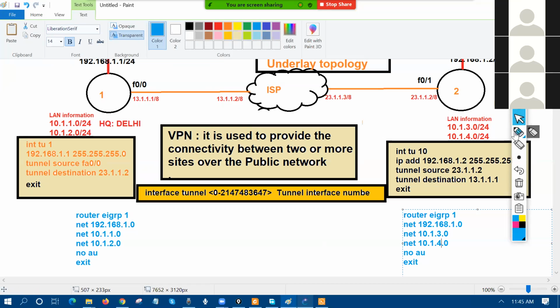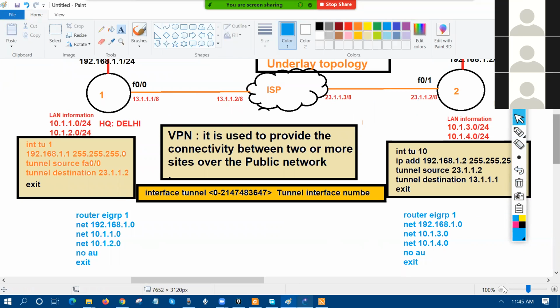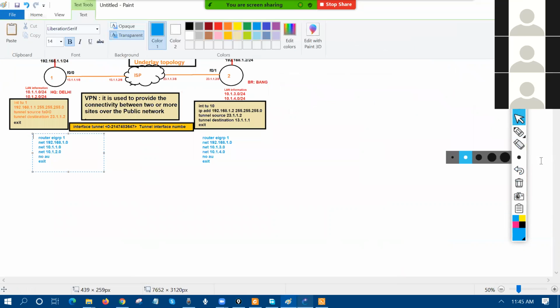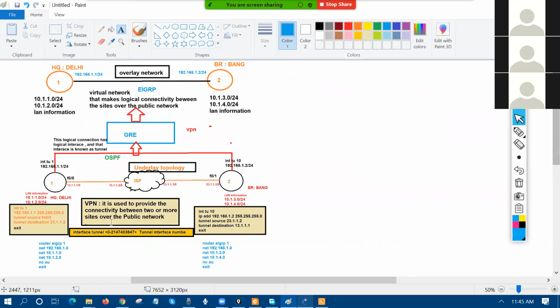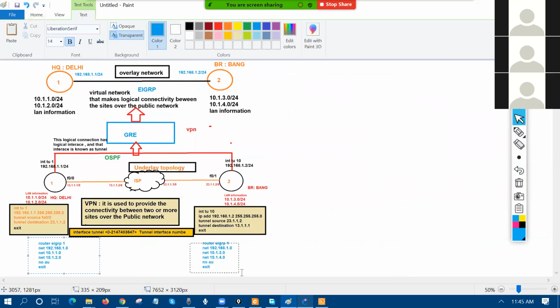So can you see that in this EIGRP, we have achieved the overlay. I'm going to run this protocol on the overlay network, right? I haven't advertised this network, because this guy is running with OSPF, right? So I can directly exchange all my information. After doing this configuration, what happened?